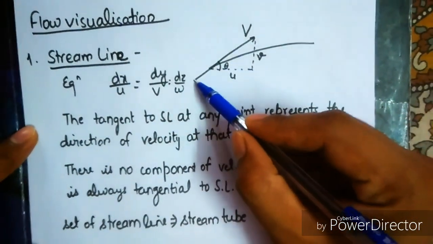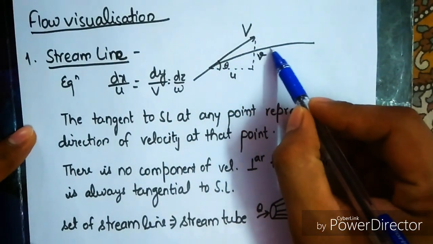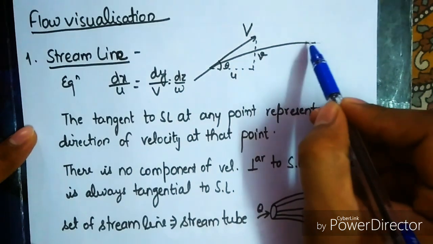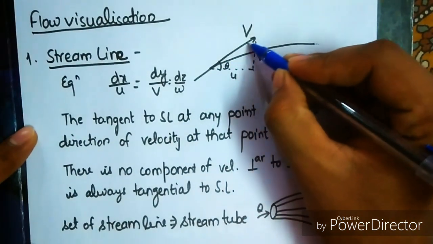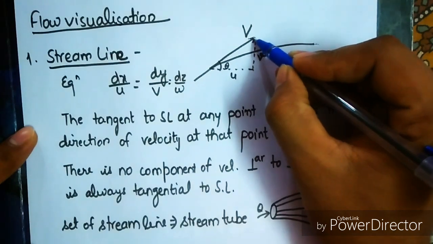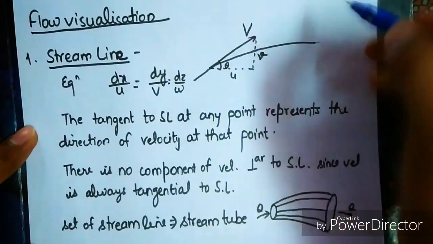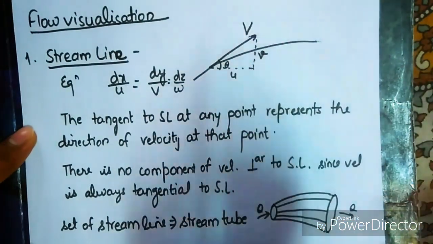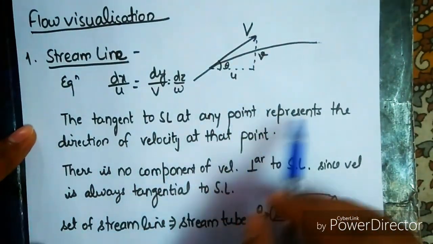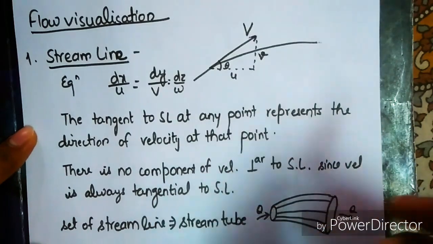This streamline is represented here like this. If we are having the flow path, this is the flow, and if this is a curved path, then the tangent at a point, this velocity. Okay, this is representing the streamline. We are having tangent at different points. This is the theta value. The tangent to the streamline at any point represents the direction of the velocity at that point.